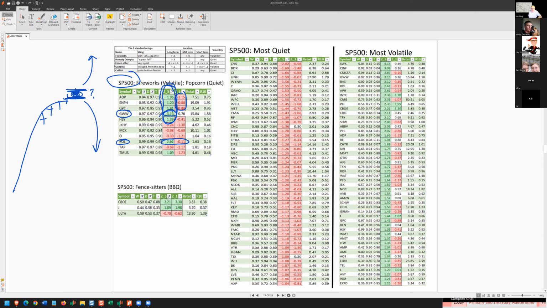I'd investigate those. The fence sitters, right in the middle of their long-term and intermediate term. Ulta is very quiet, but these two, CBOE and J, have both started to make their move, so I'd be looking for momentum plays. Big momentum plays on those two. Look for follow through and continuity on the direction of their trade. I'll leave that to you to investigate. The most quiets, nothing really stands out.